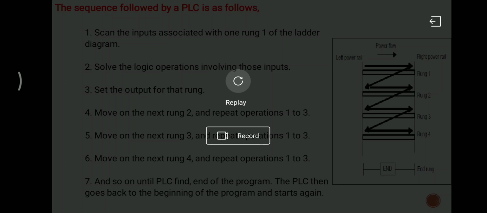So this was about ladder diagrams and the basics of the ladder diagram.